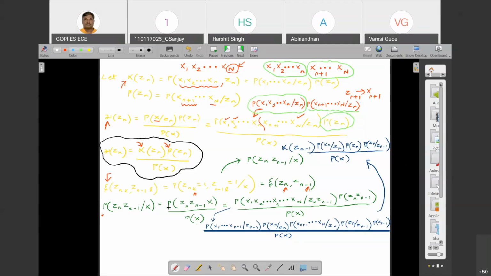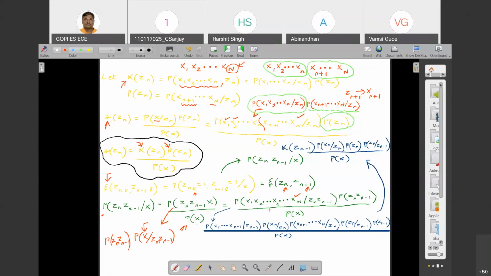Now using this, the probability of Zn, Zn minus 1, X, whole divided by the probability of X. Again, probability of X given Zn, Zn minus 1 into probability of Zn, Zn minus 1. I hope this is clear. So this one is written as the probability of X given Zn, Zn minus 1, which is getting multiplied with the probability of Zn, Zn minus 1. And this X is being expanded here, like x1, x2, x3, and so on up to xn.